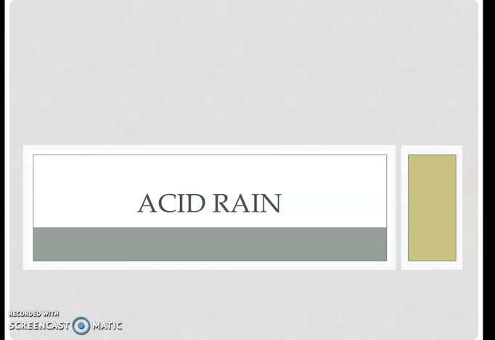In this lesson, we are going to talk about acid rain. In our previous lesson, we talked about air pollution and the main air pollutants. These air pollutants are responsible for a type of pollution that we call acid rain. At the end of this lesson, you will be able to understand acid rain. So, let's begin.